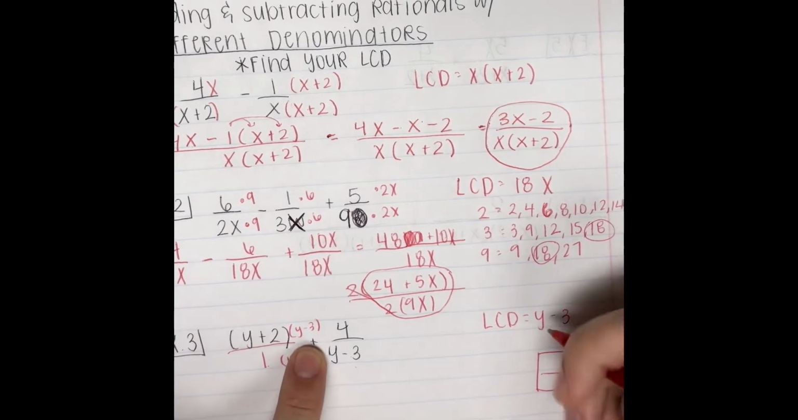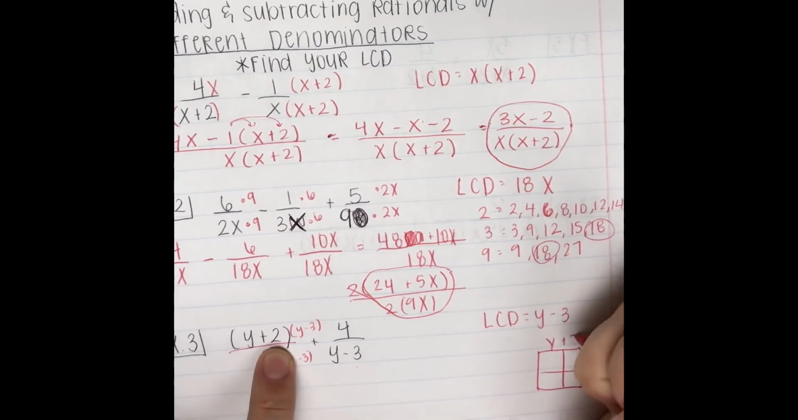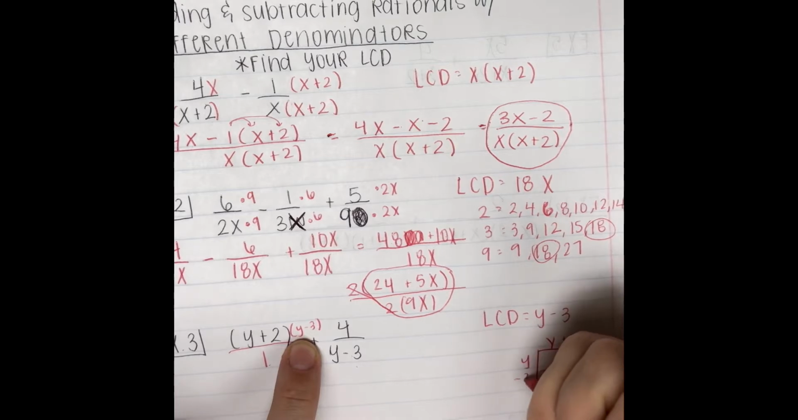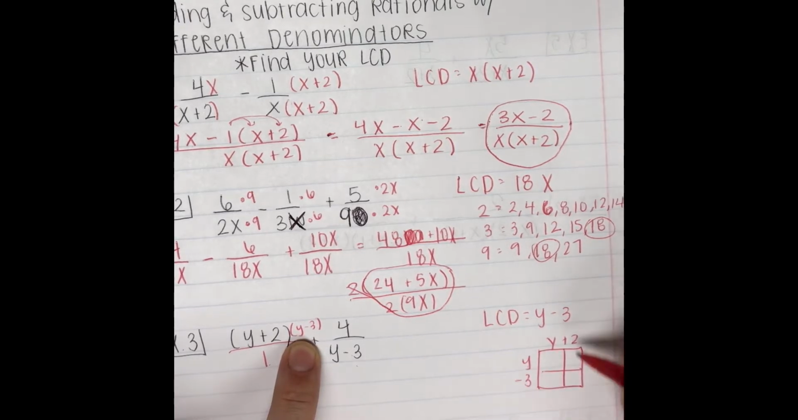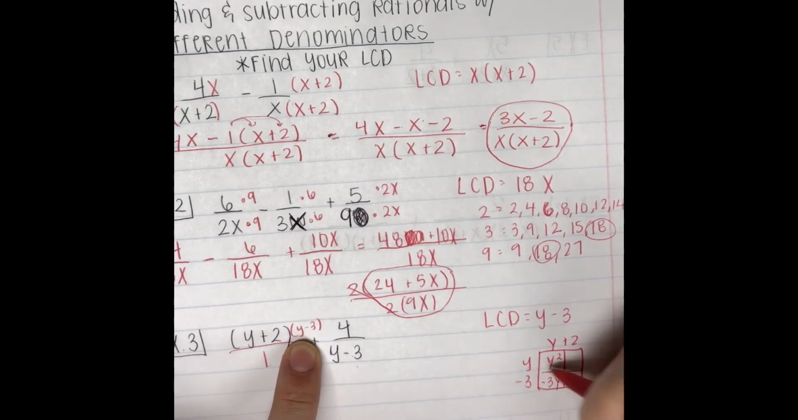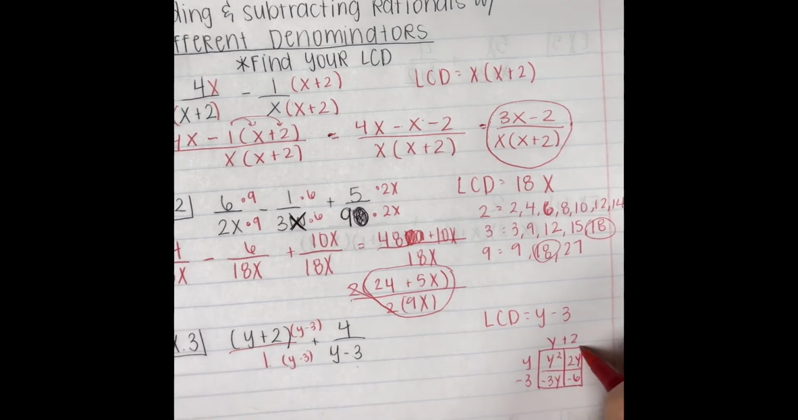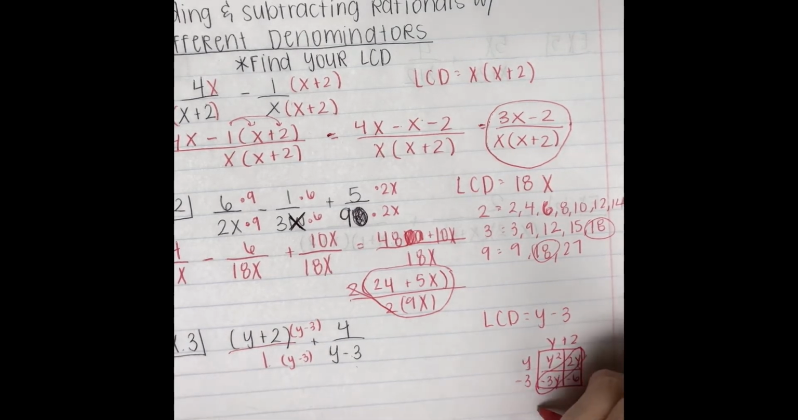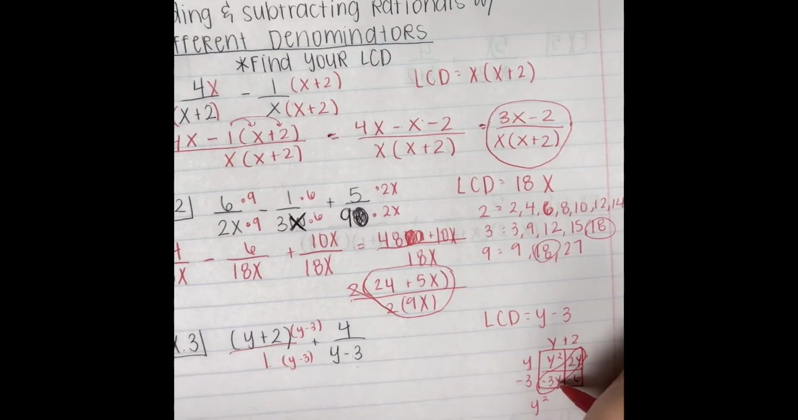So I'm going to do y plus 2 times y minus 3. Y times y is a y squared. Y times a negative 3 is a negative 3y. 2 times y is a 2y. And 2 times the negative 3 is a negative 6. And we have like terms right here. So we get y squared. Negative 3y plus 2y is a negative 1y minus 6.